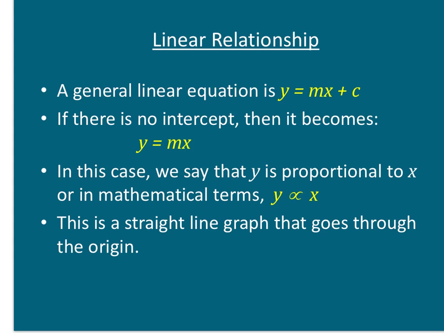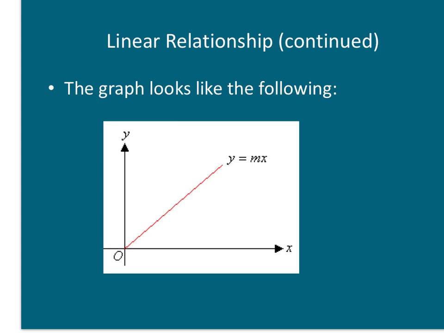A general linear equation is y equal to mx plus c, as you are all familiar. If there is no intercept, then we just write y equal to mx. In this case, we say that y is proportional to x, or we can write y ∝ x mathematically. This is a straight line graph that goes through the origin, as is illustrated on the next page.